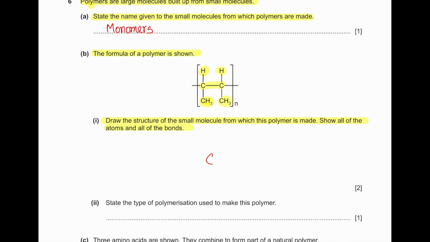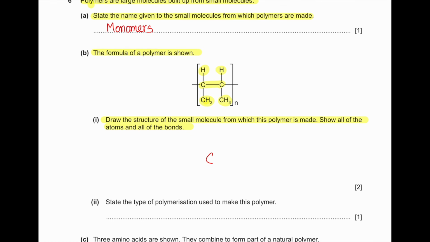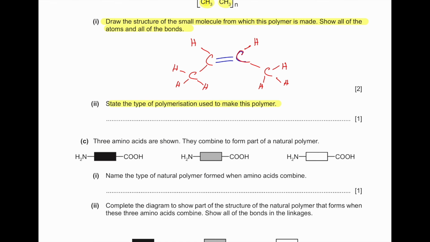So the part where we see the single bond and the two hands from two sides, we're going to put them together and make it a double bond. And then we're going to draw the rest of the carbons and their bonds with hydrogens. State the type of polymerization used to make the polymer. Whenever there is a carbon-carbon double bond and we use it to make the polymer, it's an addition polymerization. So it will be addition polymerization.